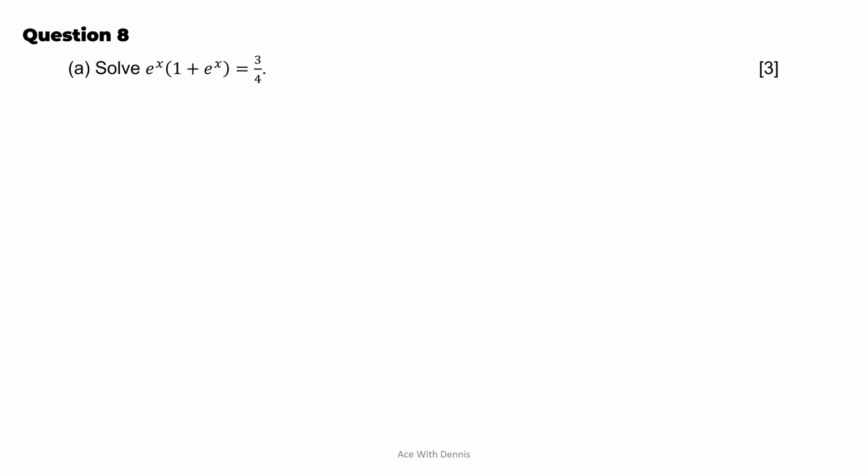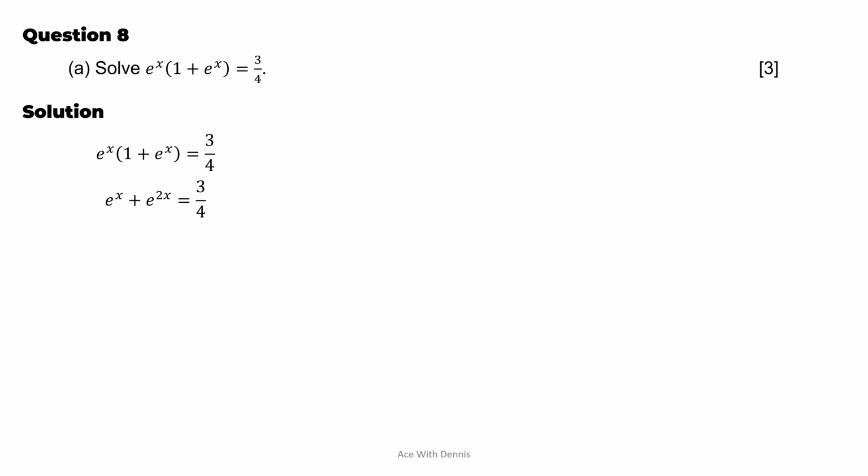Question 8. A. Solve e to the power x times (1 plus e to the power x) equals 3 over 4. 3 marks. Here is the solution. Given this equation, e to the power x times (1 plus e to the power x) equals 3 over 4. First, we need to expand the bracket. We get e to the power x plus e to the power 2x equals 3 over 4.